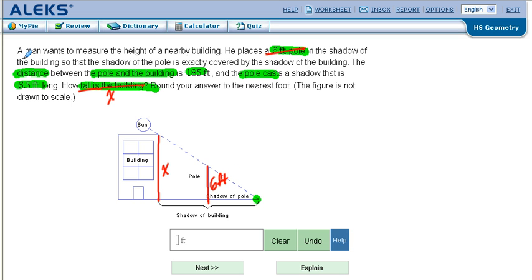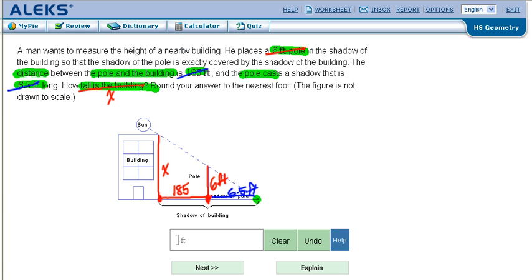This is the most important. The distance between the pole and the building, only from here to here, that is not the shadow of the building. Only from the pole to the building is 185. And we are told that the pole's shadow, so from here to here, is 6.5 feet. So we've taken care of that number, taken care of that number.